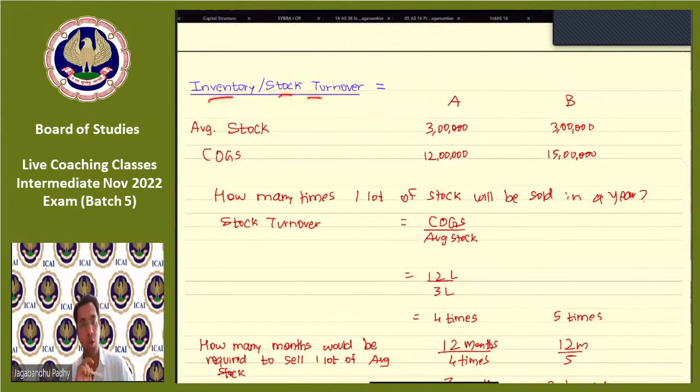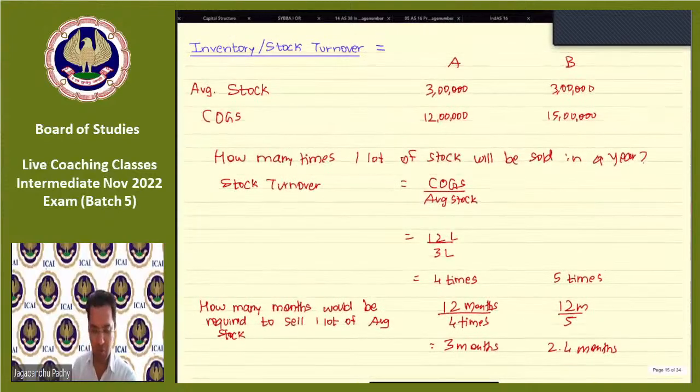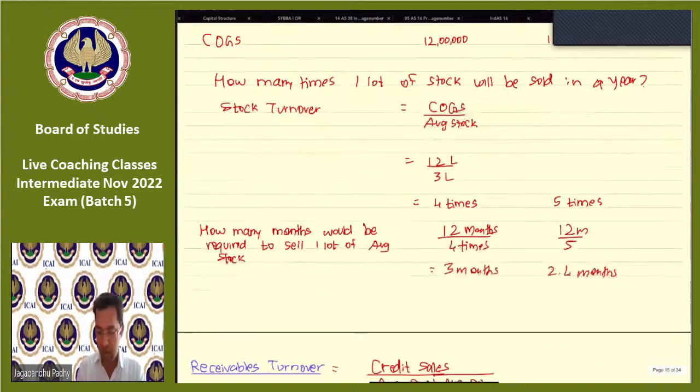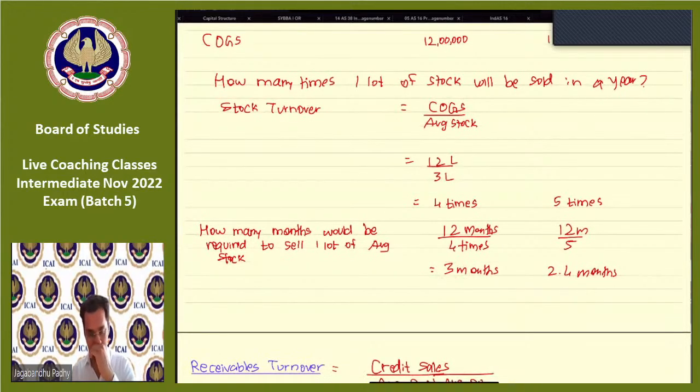Inventory or stock turnover ratio. Now, inventory or stock turnover tells you how many times one lot of stock will be sold in a year. So higher the better, right? It also told us how many months would be required to sell a lot of stock, that is the inventory holding period. And inventory holding period is lower the better.